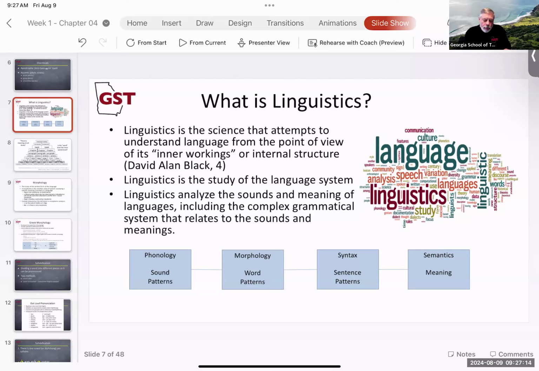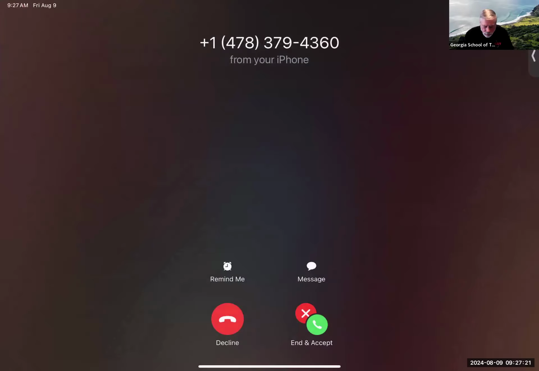So when you talk about grammar, and that's what we're studying, grammar includes the morphology, word patterns.